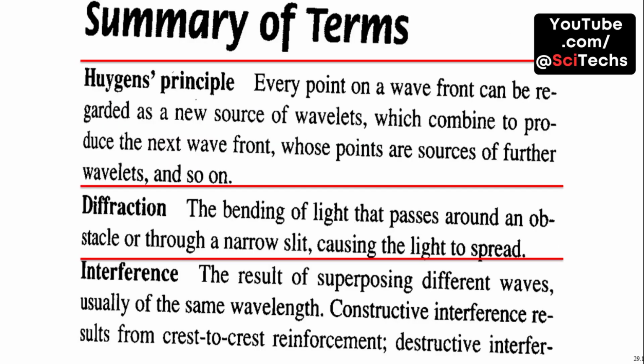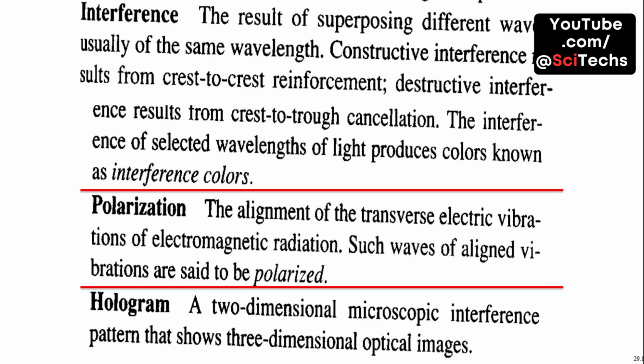Let's summarize the key terms we've covered: Huygens' principle, diffraction, interference, polarization, and hologram. These concepts are fundamental to understanding light waves. Interference results from the superposition of different waves, while polarization aligns the transverse electric vibrations. Holograms use interference patterns to create 3D images.